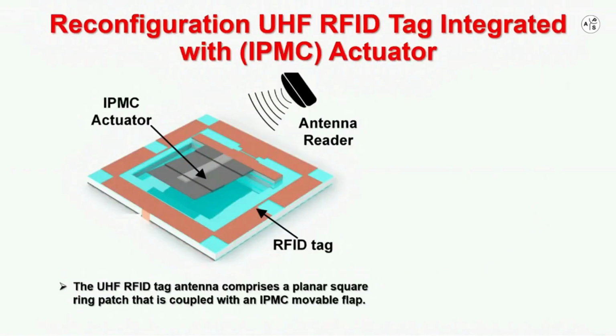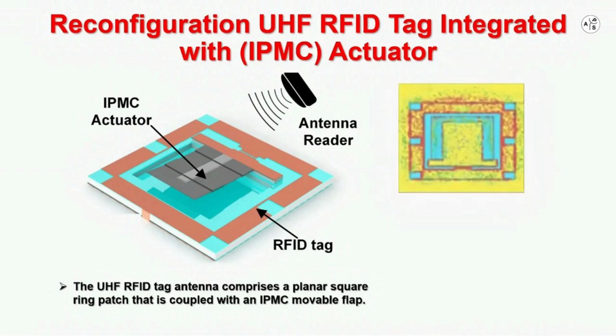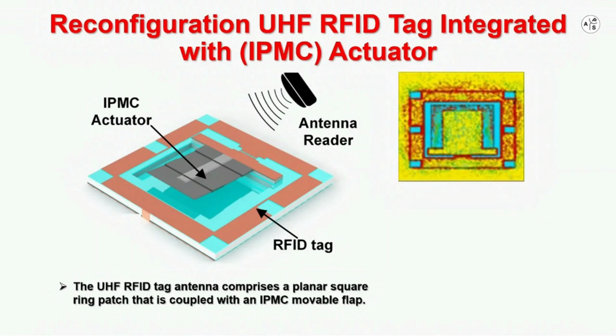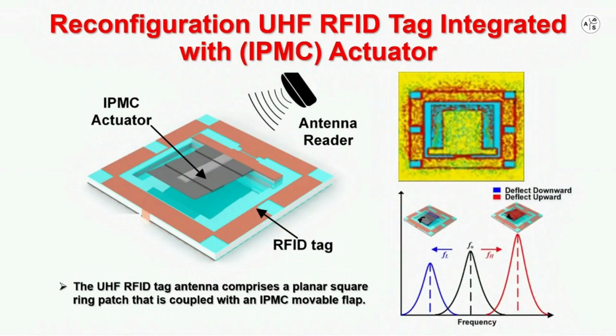For the first time, the IPMC actuator is integrated with an RFID tag antenna for achieving frequency reconfiguration in the ultra-high frequency band. The tag antenna comprises a planar square patch that is coupled with an IPMC movable flat actuator. Based on the simulated current distribution animation, the square patch serves as the radiator while the IPMC actuator serves as a tuner. Therefore, the frequency of the tag antenna can be reconfigured correspondingly with the deflection of the IPMC actuator.